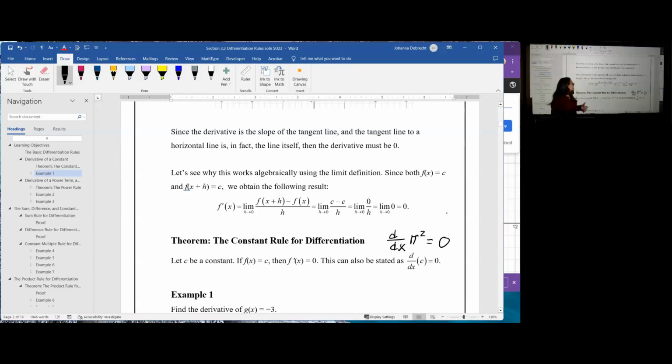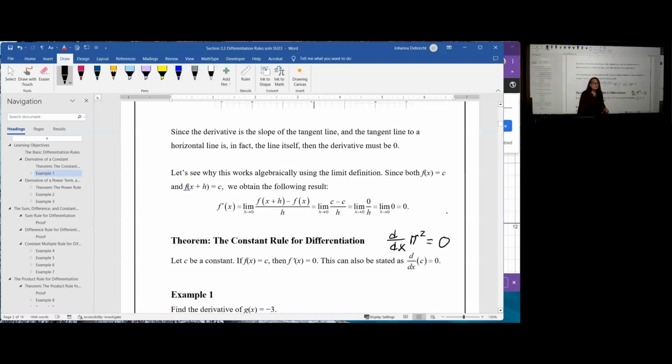Let's see why this is so by looking at the definition of the derivative, the limit of the difference quotient. Since the function is a horizontal line whose value is constantly c, f of x plus h is c, and f of x is c. In the difference quotient, this gives us 0 divided by h. Remember, in the limit, we never quite get to h. So h is not 0. It's approaching 0, but it's not 0.